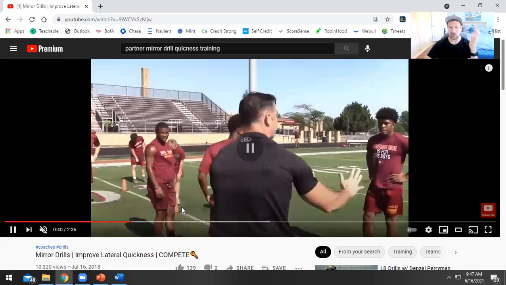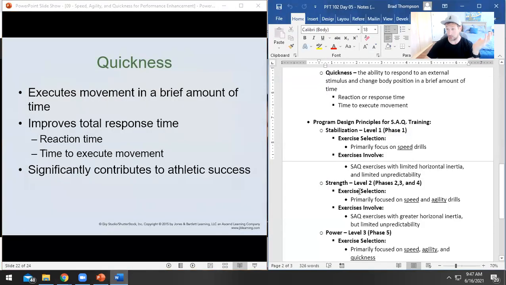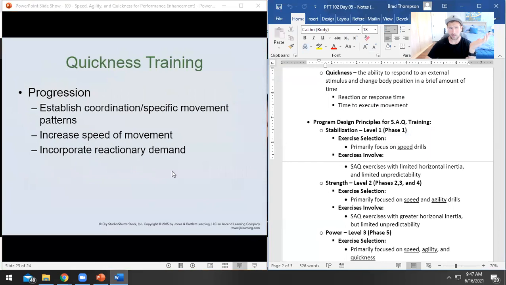It's responding to an external stimulus. You have no idea where it's going to come from, and you have to respond in kind. It's a reaction drill, right? So that's what quickness is. Hugely important for athletics, right? Hugely, hugely important in the world of sports, right?